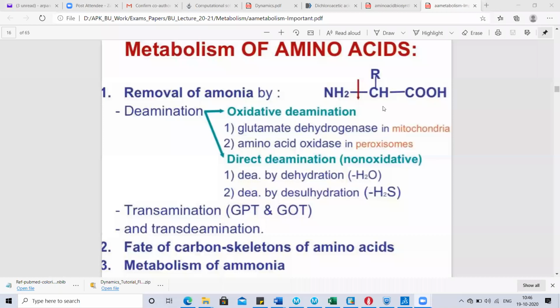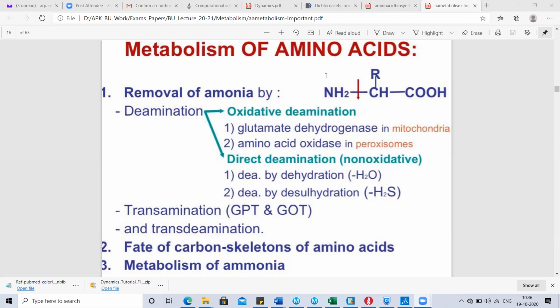In the earlier class we studied amino acid metabolism, in which we have seen the three main steps. First, the removal of ammonia through deamination, transamination, and transdeamination processes. So, what are the three ways by which ammonia gets removed from the amino acid? Deamination, transamination, and transdeamination.